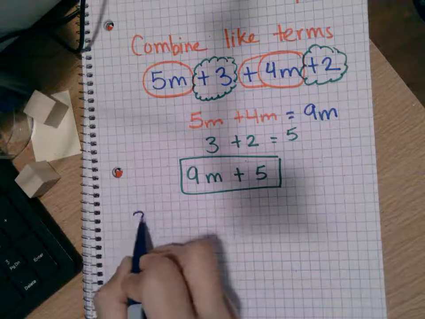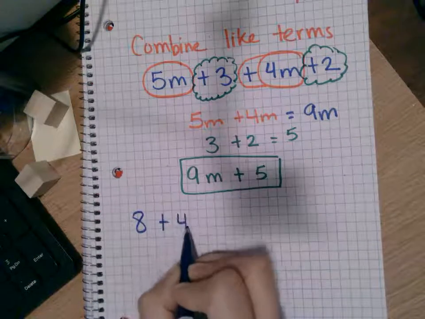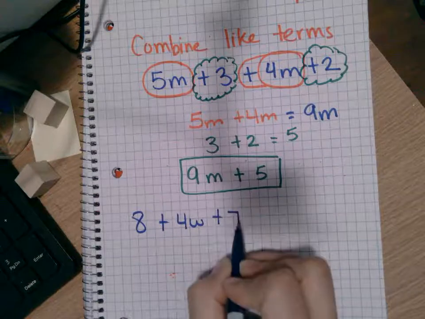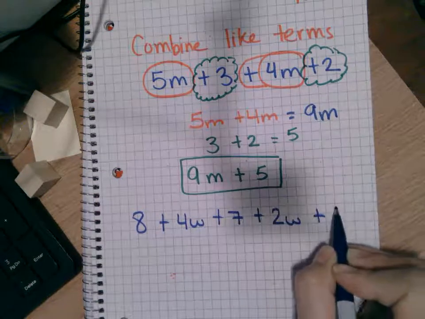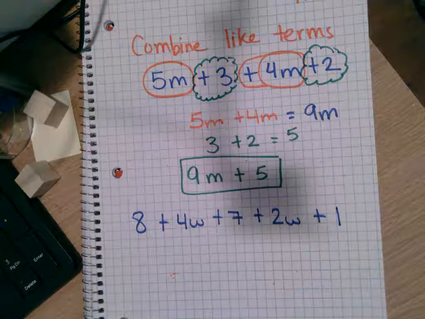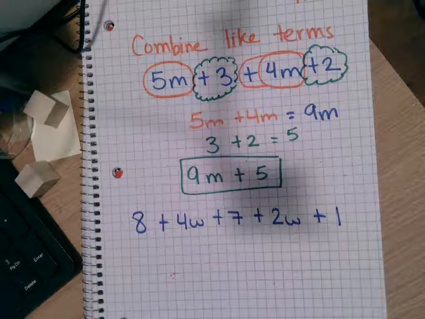All right, let's try this one. 8 plus 4w plus 7 plus 2w plus 1. First thing is write it down.